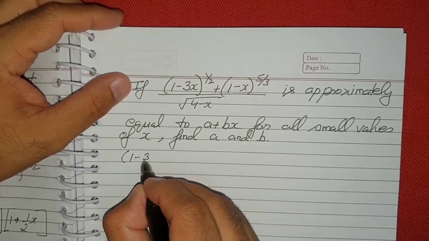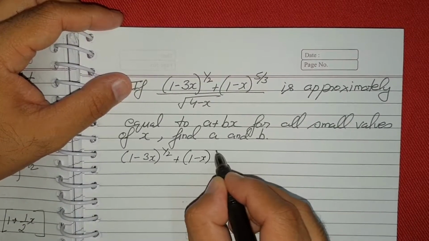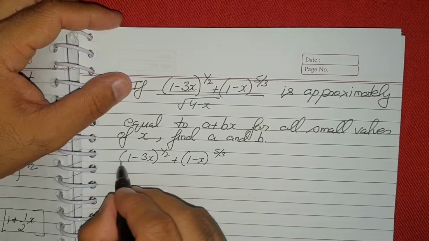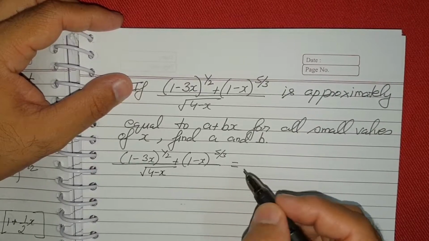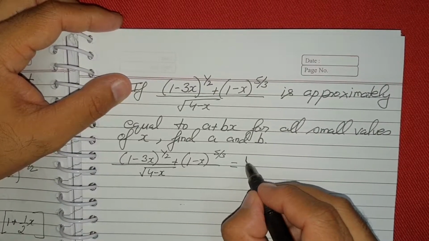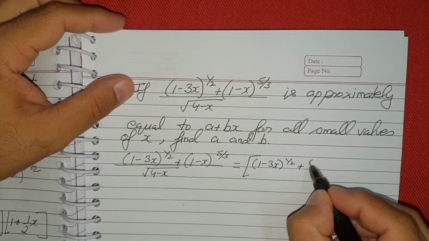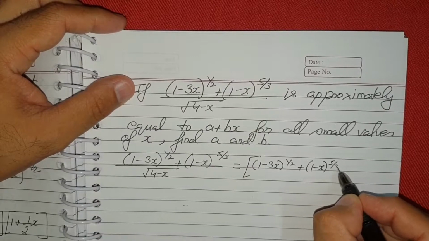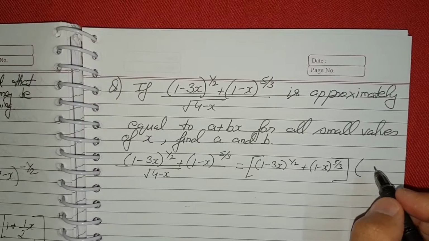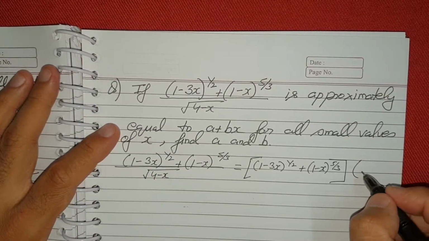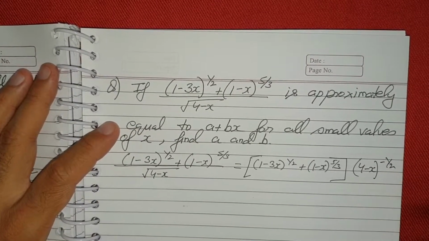This is 1 minus 3x to the whole power 1 by 2 plus this is 1 minus x to the power 5 by 3 upon this is under root of 4 minus x. So you can write this as, taking the big bracket, this is 1 minus 3x to the power 1 by 2 plus this is 1 minus x to the power 5 by 3, bracket close, and this will be 4 minus x to the power minus 1 by 2.